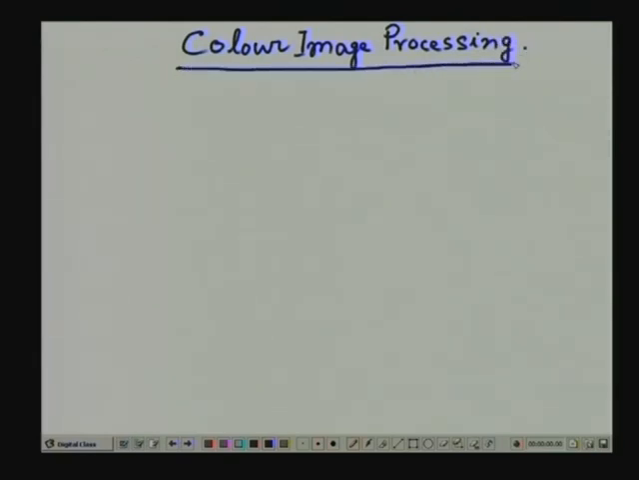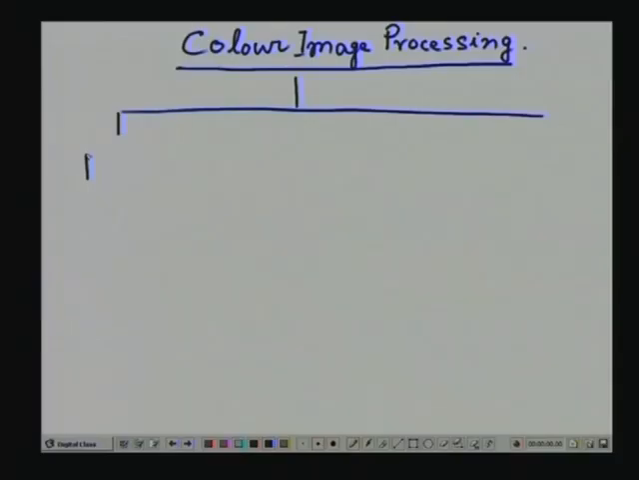So far what we have discussed is the representation of a color. When you take an image and take the colors present in the image, so far we have discussed how to represent those colors in either the RGB plane or CMY or CMYK space or the HSI space. And the images represented in any of these models can be processed.